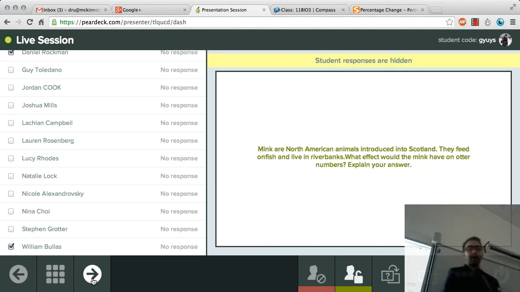Are we all good so far? Alright. Next question, still with the otter idea. Mink are North American animals, very similar to otters, introduced into Scotland. They feed on fish and live in riverbanks. What effect would the mink have on otter numbers? And explain your answer. So that's where you need to give that extra information. It's asking you to explain. It's worth 2 marks. So you want to give an effect and an explanation, 1 mark for each. So how much time is it worth? 2 minutes. Go for it.